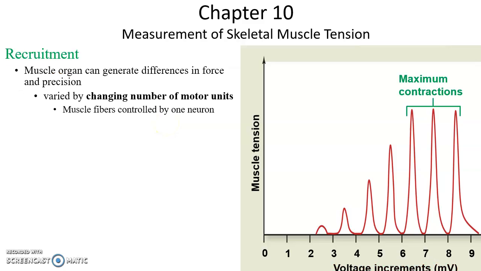Recruitment is generating higher force by changing the number of motor units that are contracting at once. So increasing voltage increases recruitment until we get to maximum tension, maximum contraction.